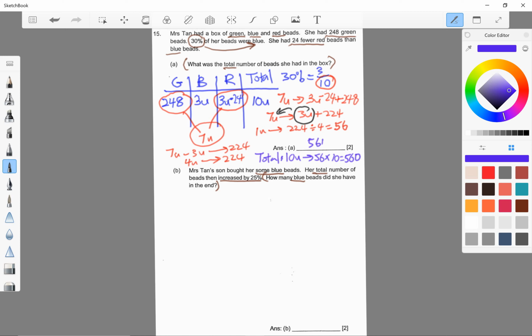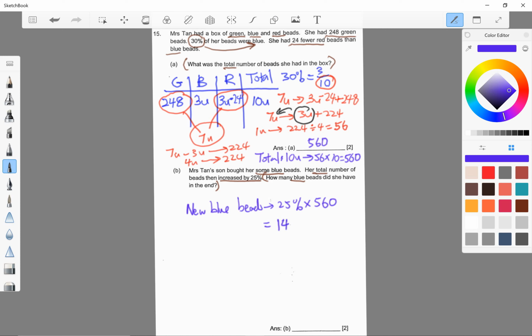So the second part states that Mrs. Tan's son bought her some blue bits, and as a result of that, her total actually increased by 25%. So let us find out together what is the increase, meaning what is the new blue bits that were bought by her son. So the new blue bits must be 25% multiplied by 560. And if I were to do that, 25% times 560 will actually be 140.